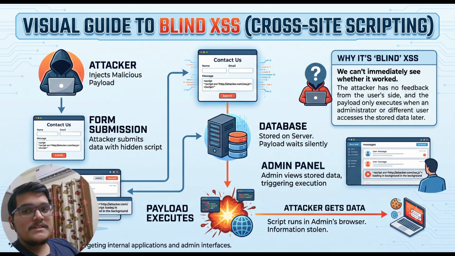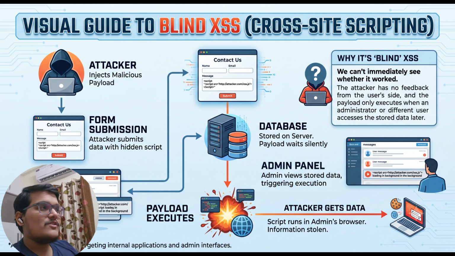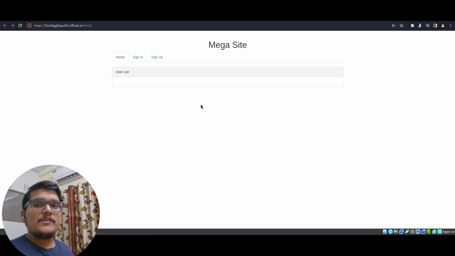When the admin opens his account and starts seeing it, then it gets executed. So that's the thing in case of blind XSS. Coming to the practical example one, here you see a mega site. Imagine this as some e-commerce website. It's used for just demonstration purposes.